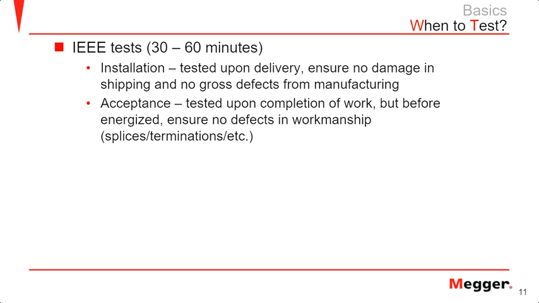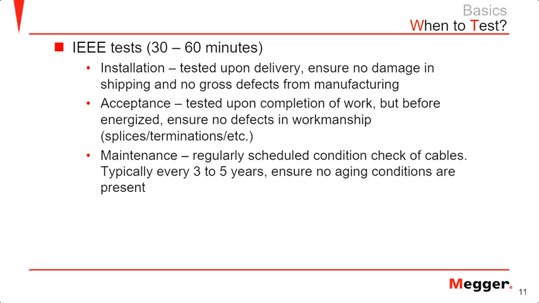That's acceptance testing. And then you have your maintenance, which is a regularly scheduled condition check of cables, typically done every 3 to 5 years to ensure there are no developing defects in the cable. And then it also gives you a good idea about the health of the cable. So those are your three different voltage levels: installation, acceptance, and maintenance.